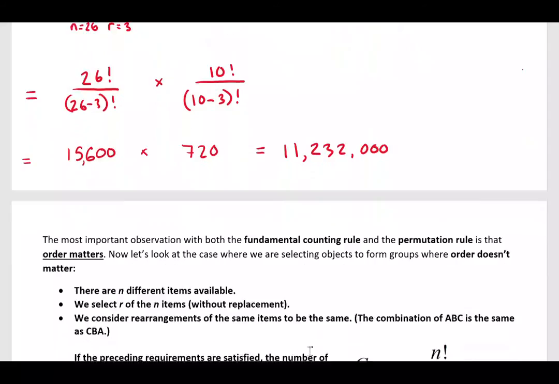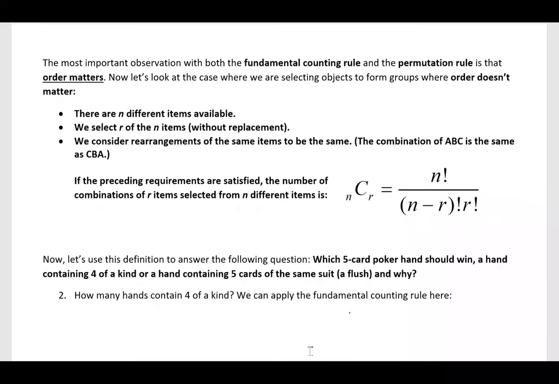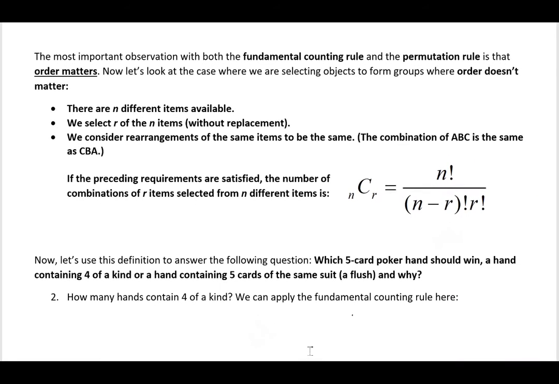All right, so moving on to the other counting technique, the combination rule. The combination rule is very similar to the permutation rule, with the one difference being order doesn't matter. So we consider rearrangements of the same items to be the same. So ABC, CBA would be considered the same combination of letters. Combinations are groups. So ABC, CBA, the same group of three letters.